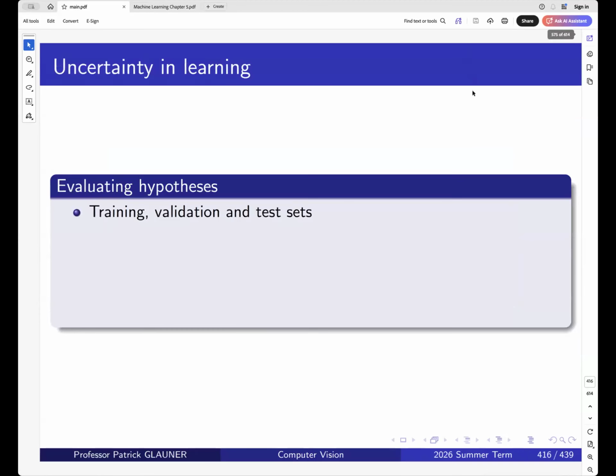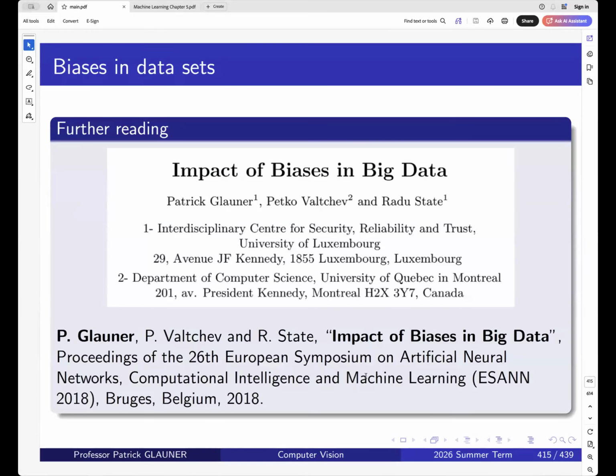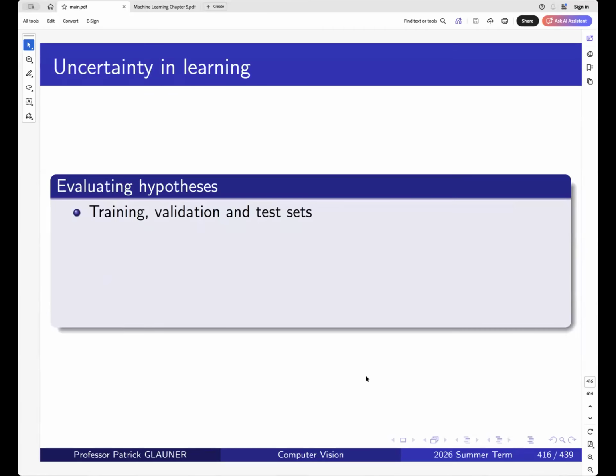Now, after the break, we will look more into uncertainty in learning. What we want is to make better predictions. So we want to build better hypotheses, so better models that make better predictions. Biases are one of those issues, but there can be much more around uncertainty in learning. And how do we actually assess a learner or a hypothesis?